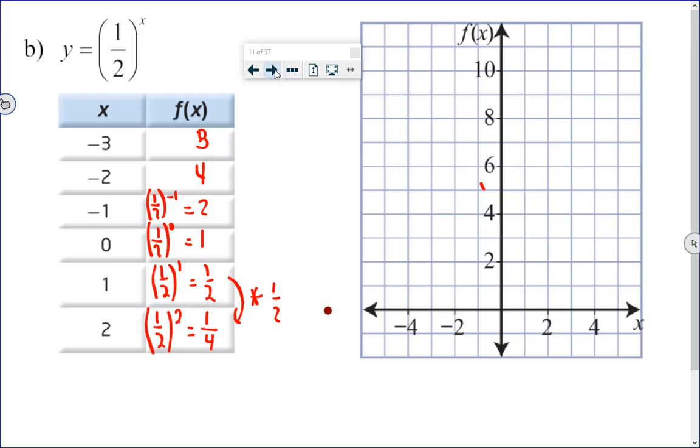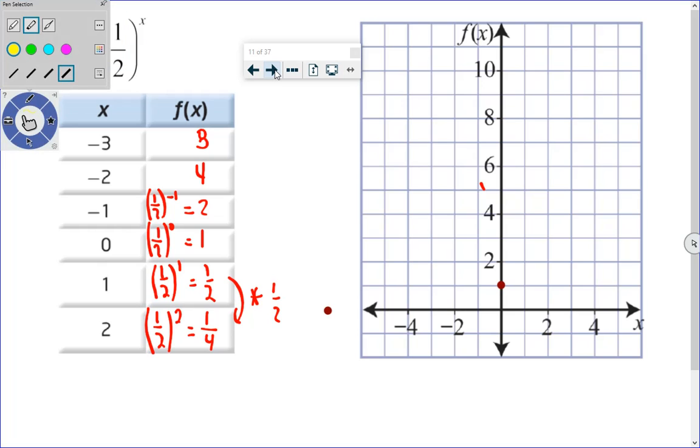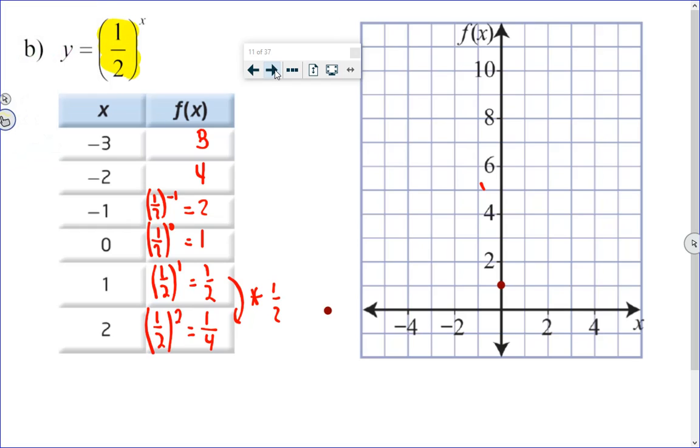So I'm not even sure right now I want anybody to write anything. I maybe just want you to watch here for a second. When x is 0, y is 1. Since the base is 1/2, every time I go up 1 in x, y gets multiplied by 1/2.